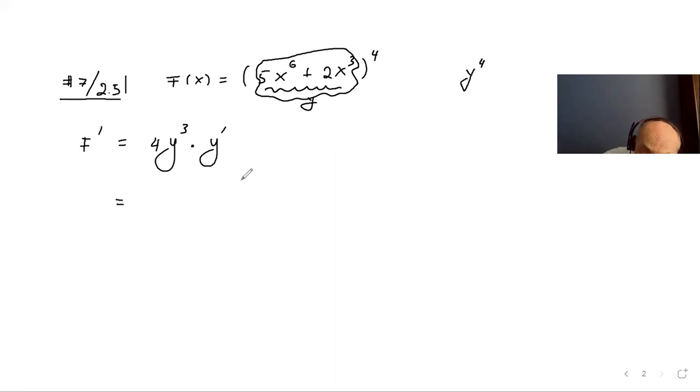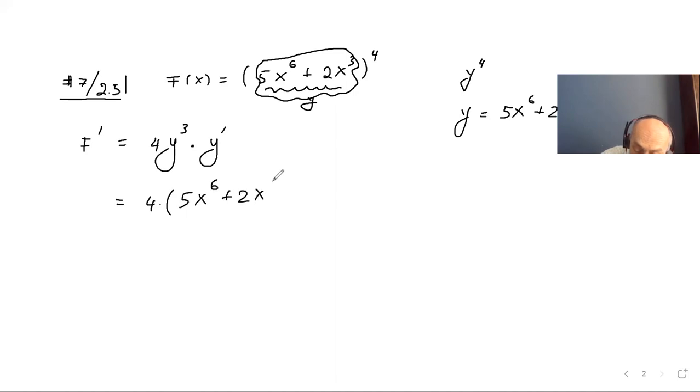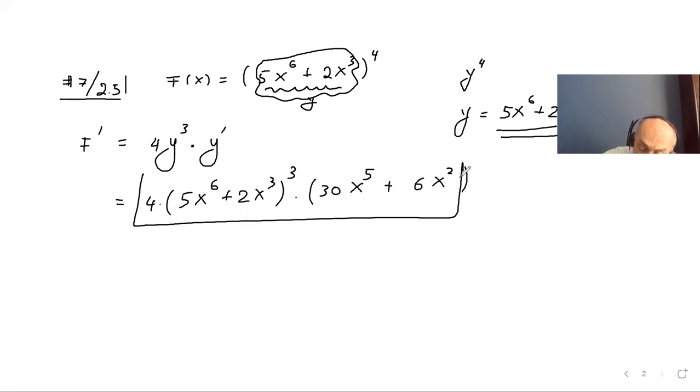So y in this case was 5x to the 6th plus 2x cubed. When you work with that, you will say, oh, so that's 4 times 5x to the 6th plus 2x cubed, which is cubed here, times y prime. But y prime is this guy primed, which is also in x. So that's going to be 30x to the 5th, because it's 6 times 5x to the 5th, plus 6x squared. So this is going to be the final formula.